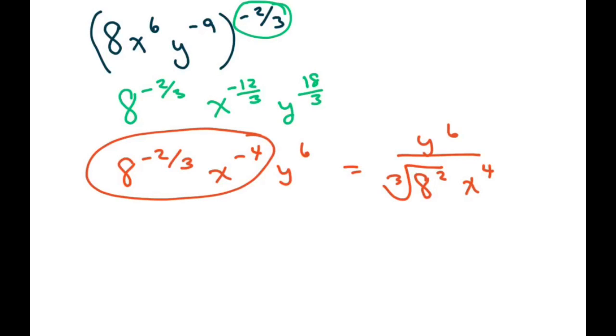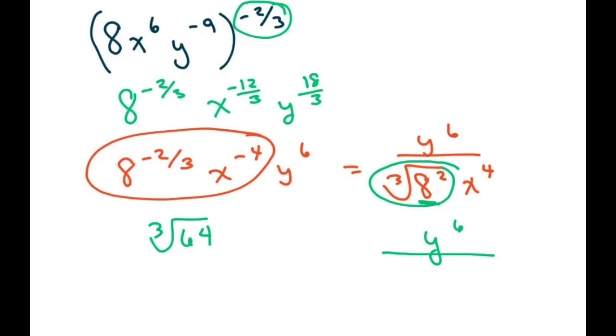So basically, bringing the 8 down takes away the negative, but you can write this as a radical. So it helps if you do that, because when you do that, you're going to get the cube root of 8 is 2, and 2 squared is 4. So this value here is just 4. Or you could do cube root of 64, because I just took that as 64 and you get 4. So we get y to the 6th over 4, because this equals 4, x to the 4th.